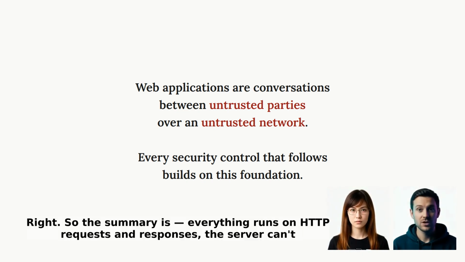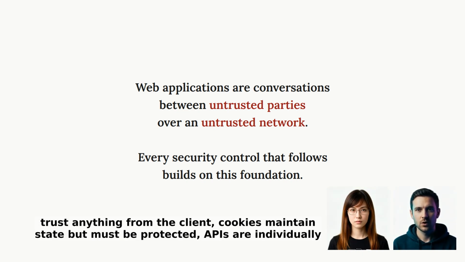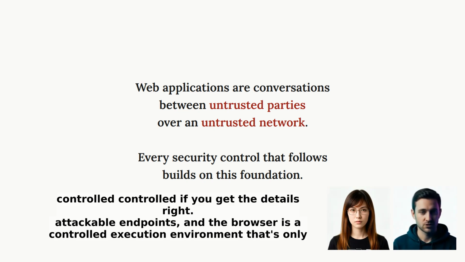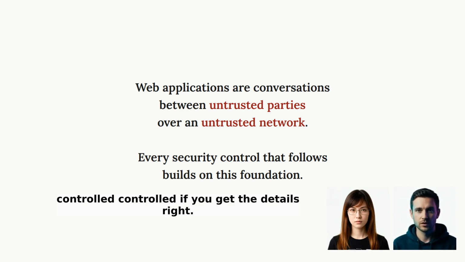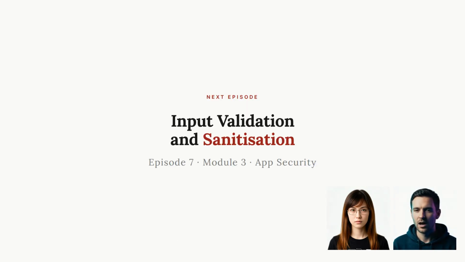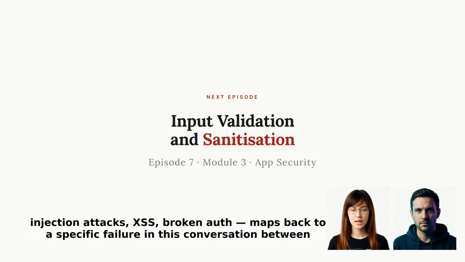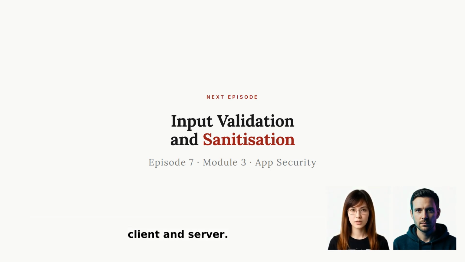Right. So the summary is, everything runs on HTTP requests and responses. The server can't trust anything from the client. Cookies maintain state, but must be protected. APIs are individually attackable endpoints, and the browser is a controlled execution environment that's only controlled if you get the details right. That's the machine. Every vulnerability we discuss going forward, input validation failures, injection attacks, XSS, broken auth, maps back to a specific failure in these conversations between client and server.